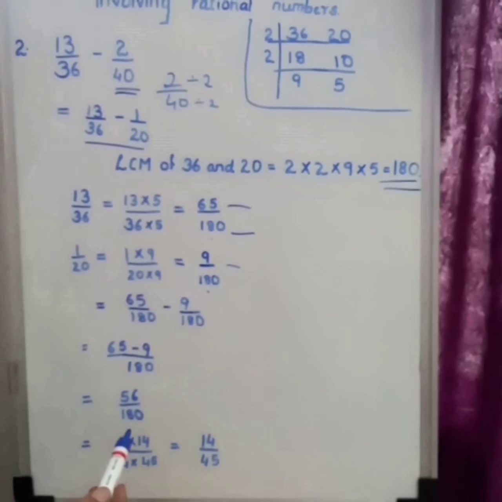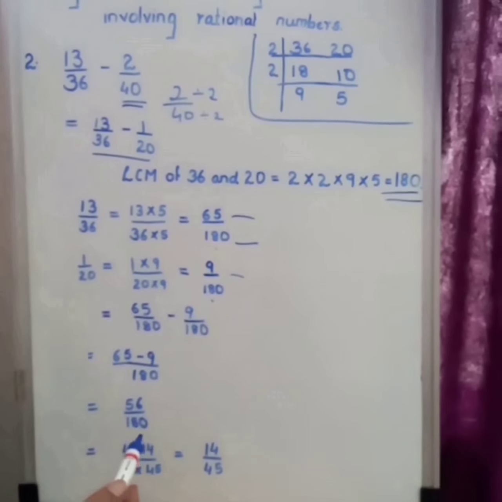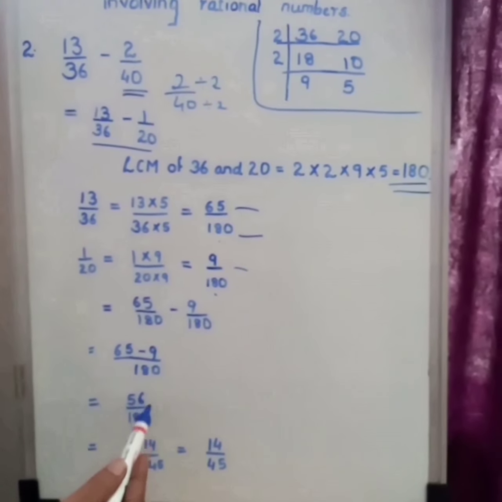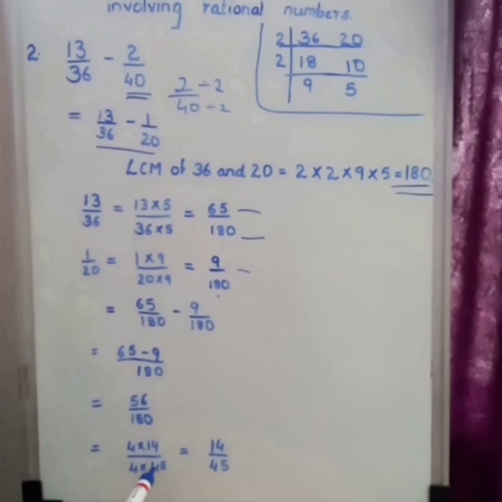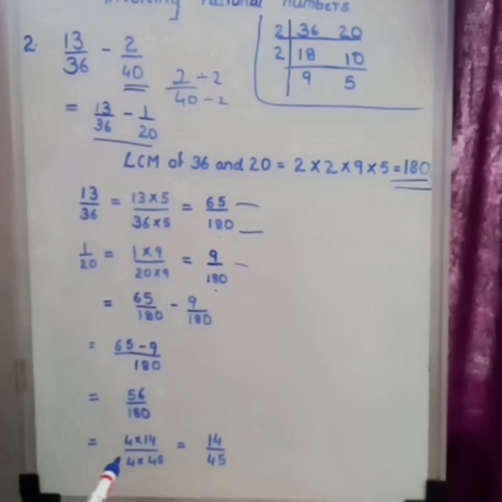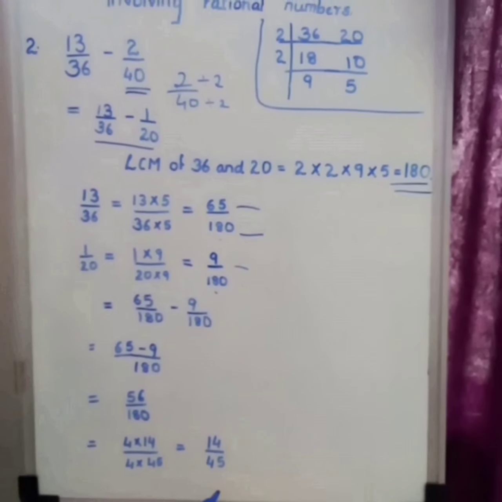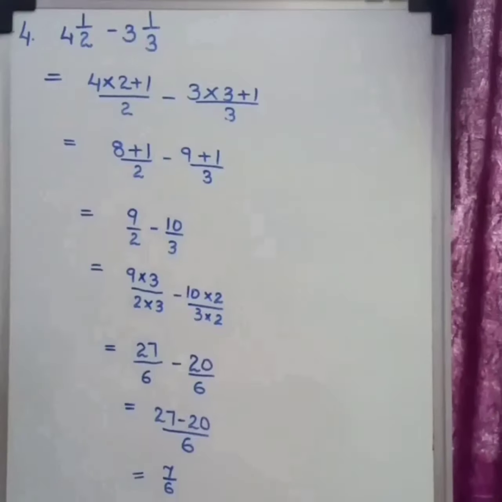Again here we can see both the numbers can be equally divided by 4. So 14 into 4, 56. 45 into 4, that is 180. What's common? 4, 4. We'll remove that. So what's left? 14 upon 45.